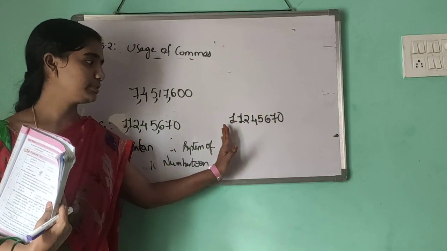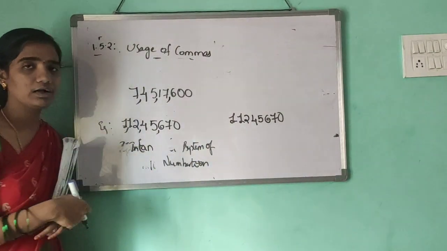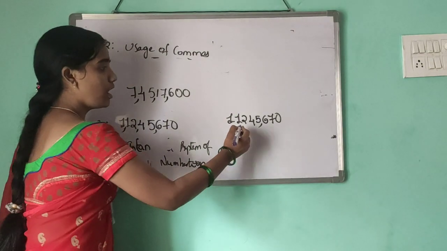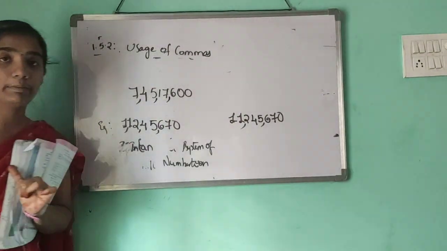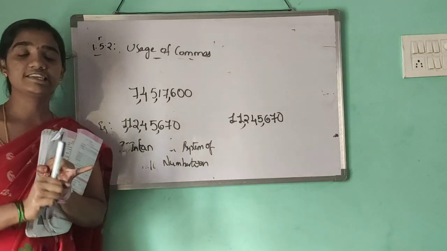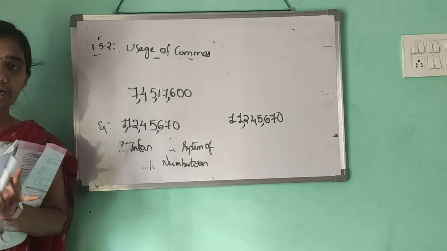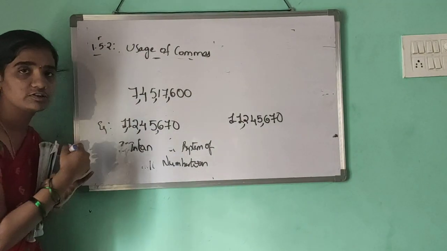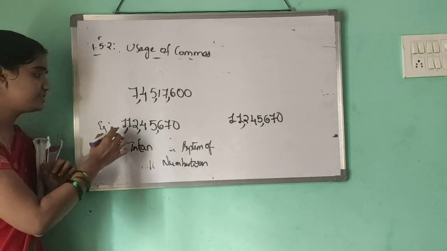I will explain the difference between the two. In the international system, the first comma comes after every 3 digits. The second comma is also after 3 digits. This is the international system. But in the Indian numeration system, the first comma comes after 3 digits, at the hundreds place. The second comma comes after 2 digits, the 10,000 place. The next comes after 2 more digits. That means the 10 lakhs place.